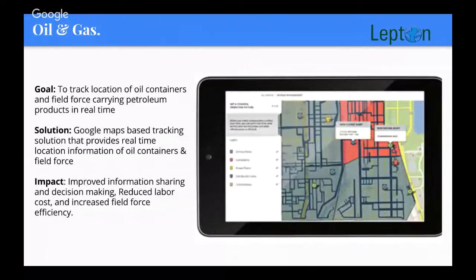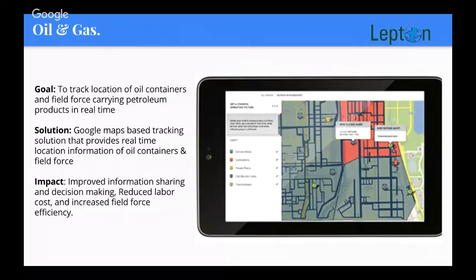I have moved to another slide, which is specific to an oil and gas use case. Now, this is one of the largest oil and gas companies in India. The use case here was to track the location of oil containers while they're on the move. And also, in a way, it was their field force which was carrying the petroleum products in real time. So this was very important for them because there was a lot of delay in delivering before they implemented this product, because of the nature of the business itself.